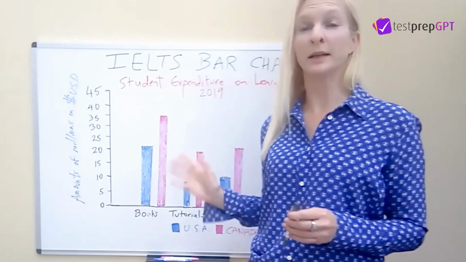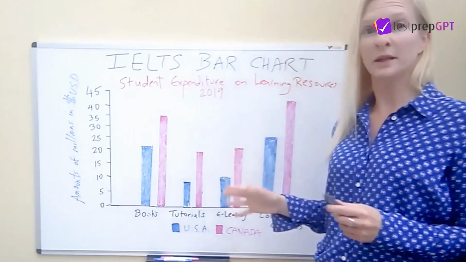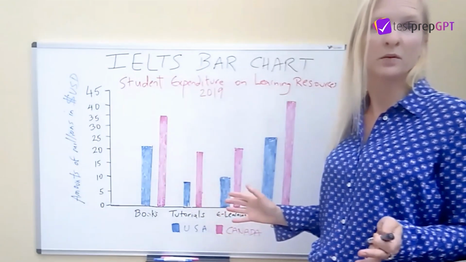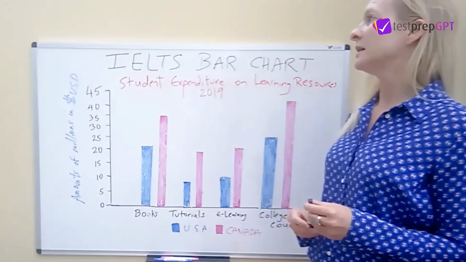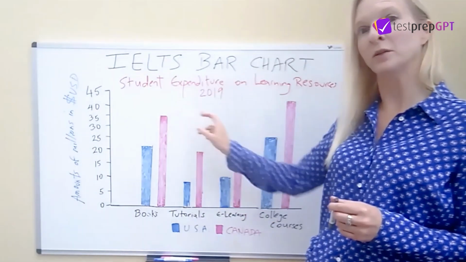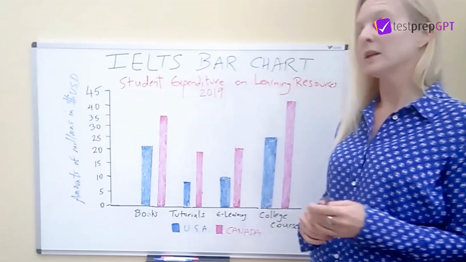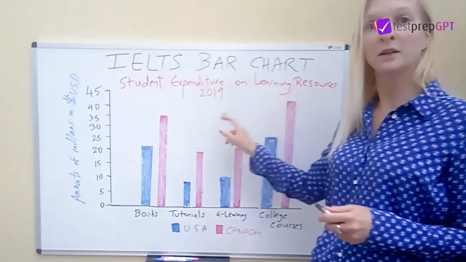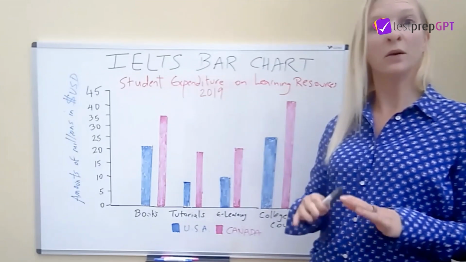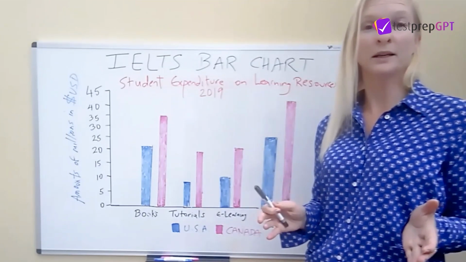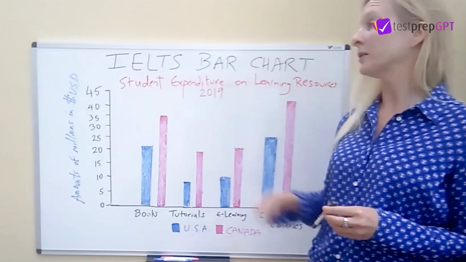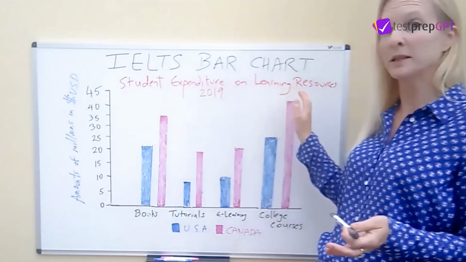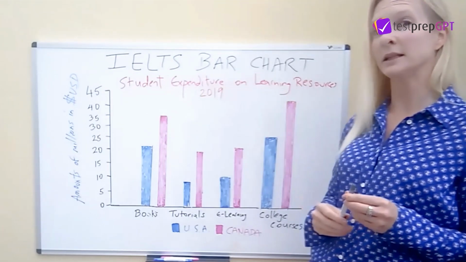So here's an example of a bar chart. This is what it looks like. Obviously when you see the bars, you know it's a bar chart. At the top of the bar chart, you'll see the title. So this says Student Expenditure on Learning Resources in 2019. So now we know exactly what the topic of the bar chart is. It's about the amount of money spent by students on learning resources, materials, in 2019.